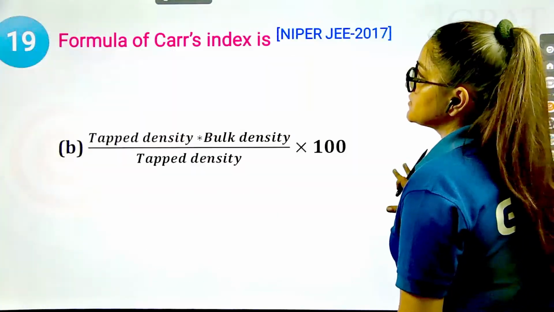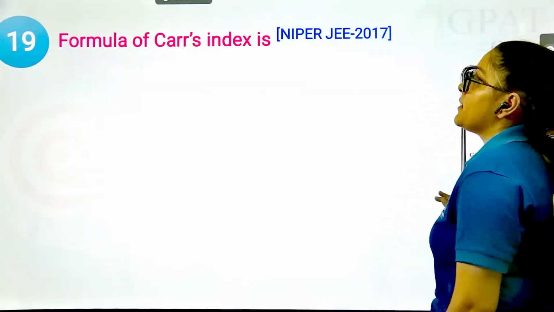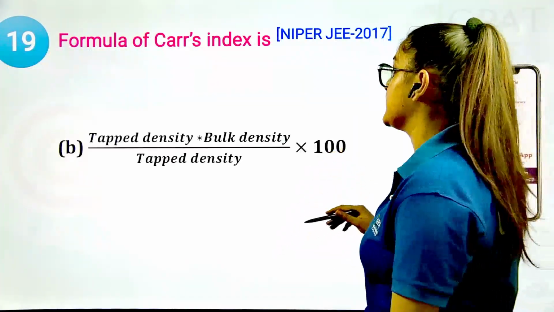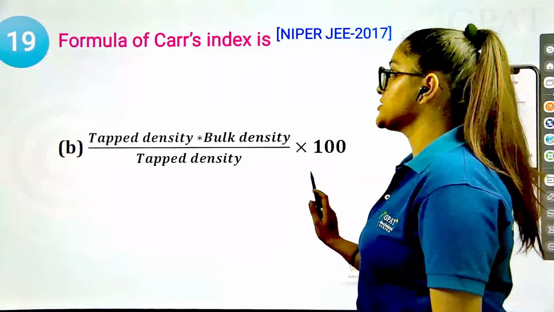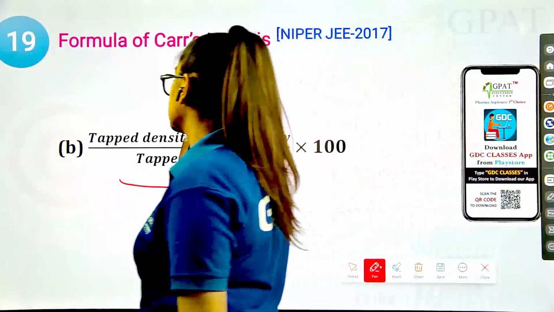I think there is an issue with the question here. It is not showing. Anyways, they are asking about the formula of the Carr's index. Let's write it in our own way. It is mentioning tap density into bulk density. There must be other formulas as well, so this is definitely wrong.